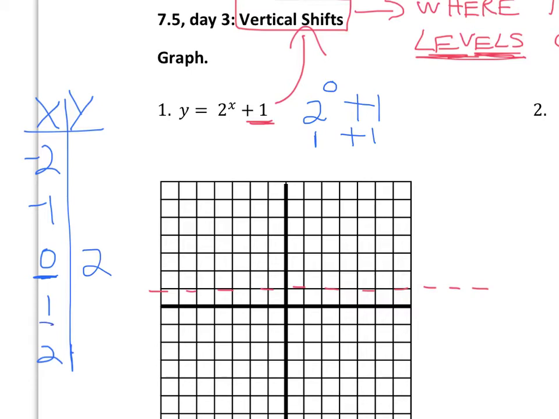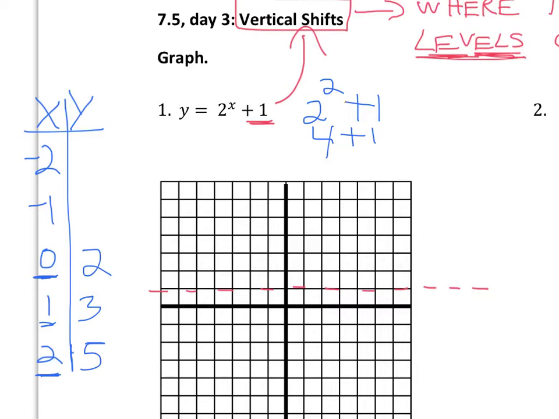Okay, if I put in 1, I put in 2 to the 1. 2 to the 1 is 2, and then 2 plus 1 is 3. Okay, let's put in 2 for x. So it's 2 squared, which is 4, and then 4 plus 1 gives us 5. So you can see this is where it increases exponentially.